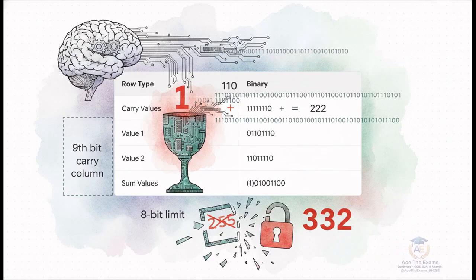Which brings us right back to our opening hook. Remember we added 0, 1, 1, 0, 1, 1, 1, 0 and 1, 1, 0, 1, 1, 1, 0? Well, when we map this out using our strict addition structure, something pretty alarming happens on the far left side. The addition generates a 1 that spills completely over into a 9th bit carry column. And because an 8-bit system physically cannot store a 9th bit, it just drops it. So our final stored 8-bit sum reads 010011100, which is 76 in denary. But wait a second, the denary value of our original two numbers was 110 and 222. That equals 332. An 8-bit system maxes out at 255.